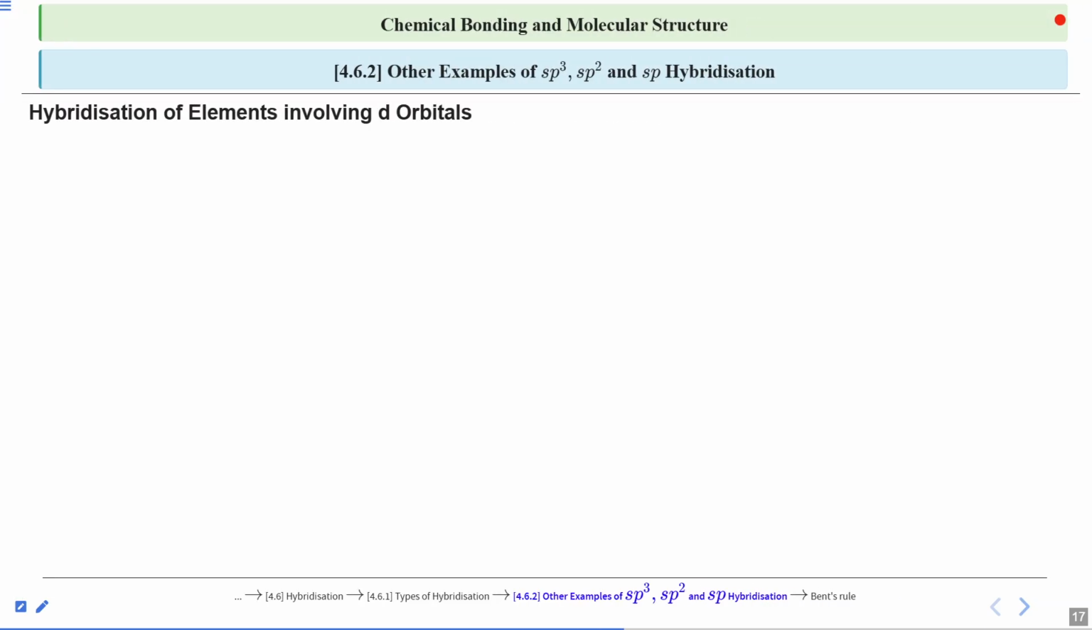Now let us talk about those elements which have d orbitals in them.